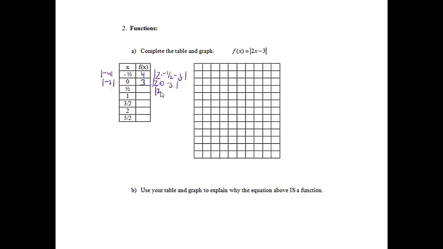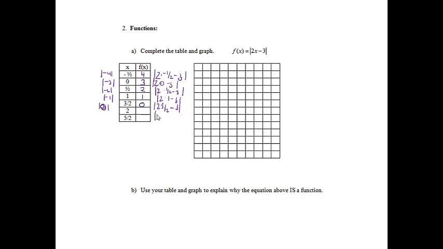If I put in 1/2, 2 times 1/2 minus 3, and again, I'm doing this by hand, but you could let your calculator figure it out for you. 2 times 1/2 is 1, minus 3 is negative 2, and then the absolute value of negative 2 is just 2. And if I plug in 1, 2 times 1 minus 3, 2 times 1 is 2, minus 3 is negative 1, and the absolute value of negative 1 is 1. And then 3 halves, plug in 3 halves, 2 times 3 halves minus 3, that will give me 3 minus 3, which is 0, and the absolute value of 0 is 0.